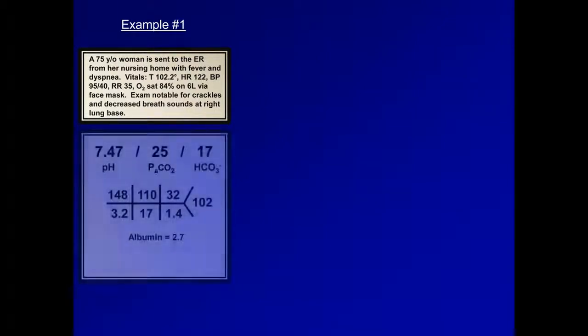Example 1. A 75-year-old woman is sent to the ER from her nursing home with fever and dyspnea. Her vitals on arrival are temperature 102.2, heart rate 122, blood pressure 95/40, respiratory rate 35, and O2 saturation 84% on 6 liters of oxygen delivered via a face mask. The remainder of her exam is most notable for crackles and decreased breath sounds at the right lung base. Here is her pH, PCO2, and bicarb, along with a basic chemistry panel and serum albumin.